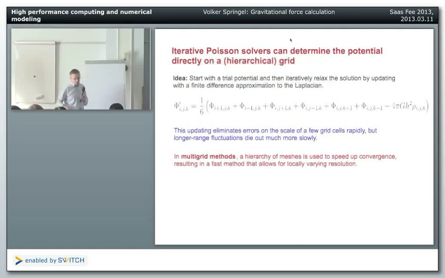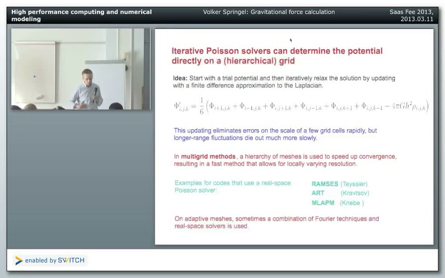Because everything's working in real space here, they can more easily be adjusted to varying resolution in space. While the Fourier technique basically has, at a given level, a uniform resolution always. So examples for these real space solvers, which are used quite a lot in cosmology today, are Ramses, the ART code, MLAPM, and probably more.